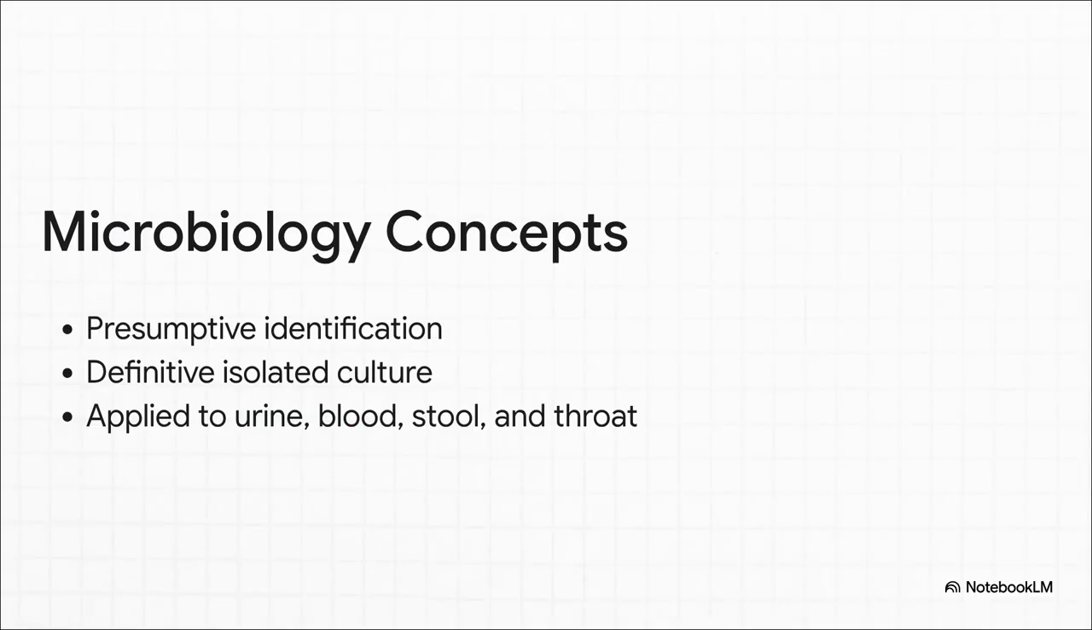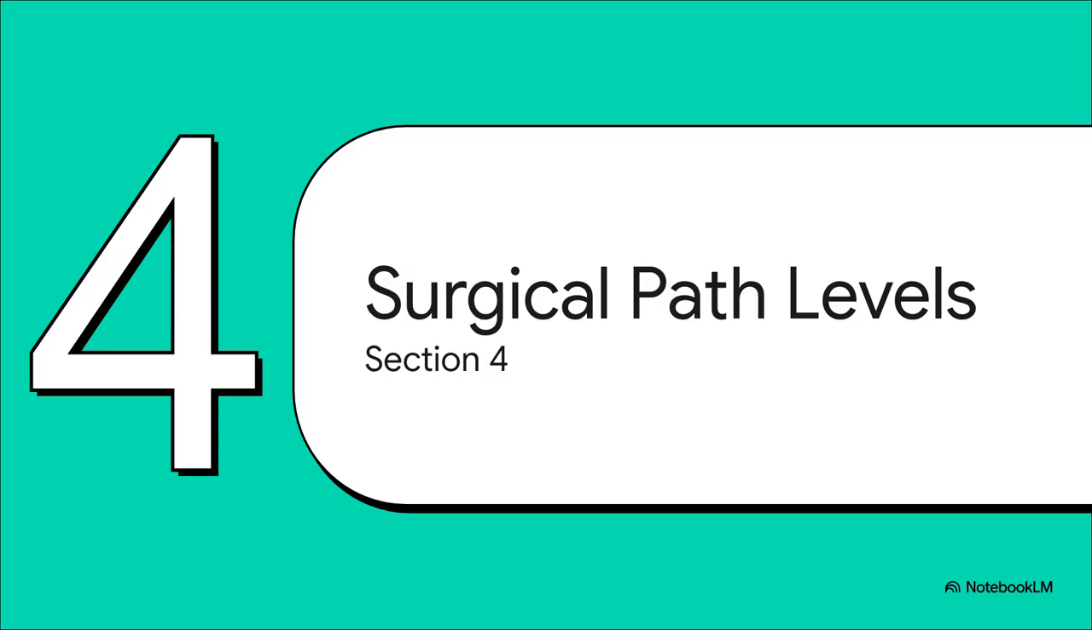And you know what? This exact same logic applies to microbiology too. A presumptive identification of an infectious agent is coded entirely differently from a definitive isolated culture test. Whether we're talking about blood, urine, stool, or throat specimens, the methodology is always what drives the code. All right, let's move into our final major topic. Section 4, Surgical Pathology Levels.